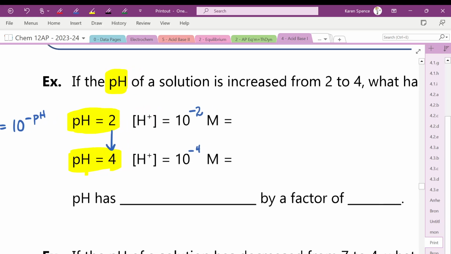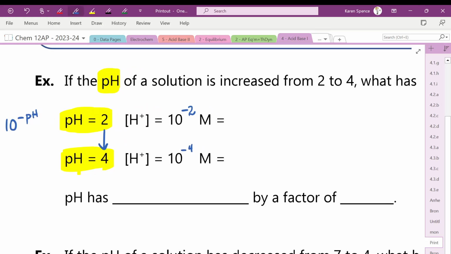Now, if we wanted to write these as decimals, we could do that. We could say, okay, 10 to the negative 2 molar is 0.01 molar. And this one is equal to 0.0001 molar.